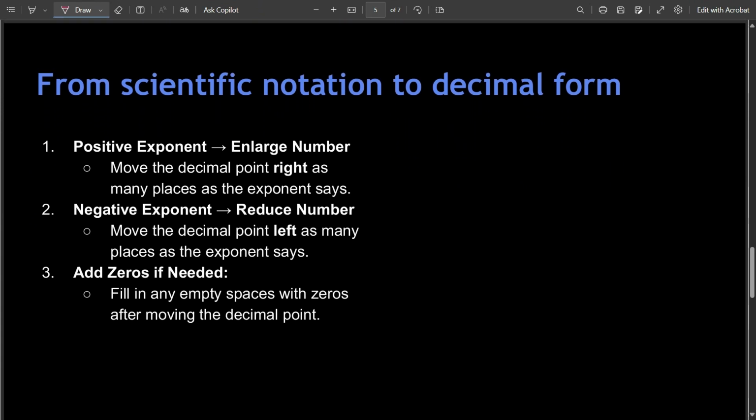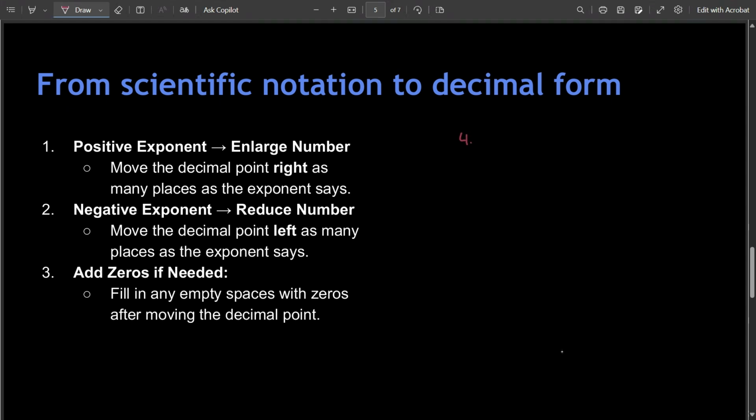But it's also useful to know how to convert in the opposite direction, so from scientific notation to decimal form. Again, it's pretty simple. We just need to look at our exponent. So if we have a positive exponent, that means we need to enlarge the number. And if we have a negative exponent, it means we need to reduce the number. And when we do this, we'll create empty spaces, and we need to fill this in with zeros. Let's have a look at an example.